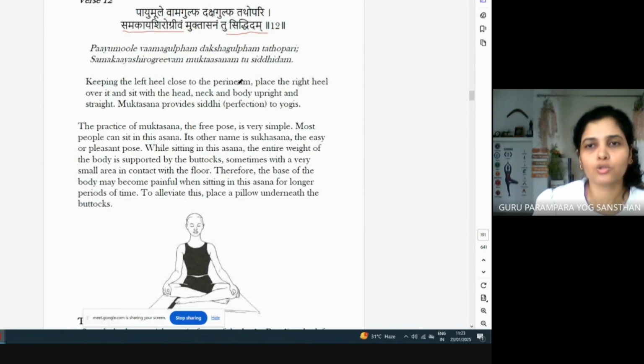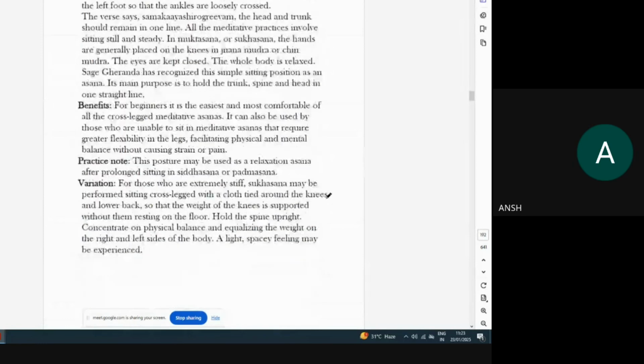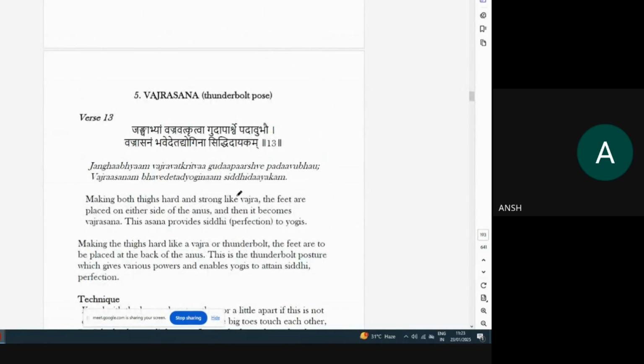Keeping the left heel close to the perineum, place the right heel over it and sit with the head, neck and body upright and straight. Muktasana provides Siddhi. We won't be wasting much time here.